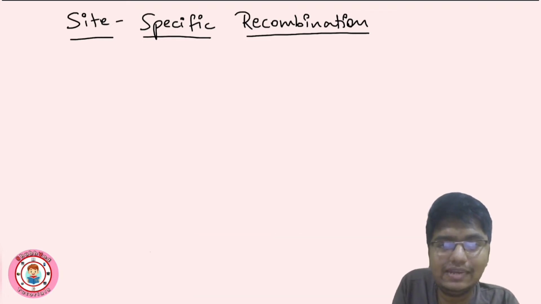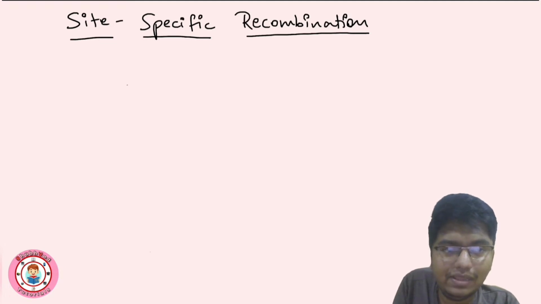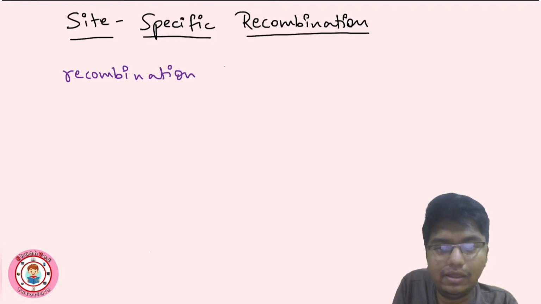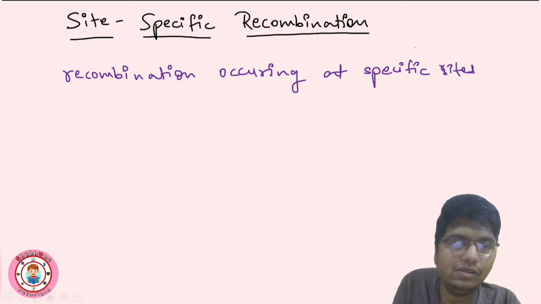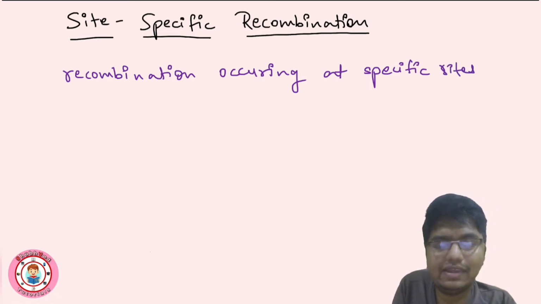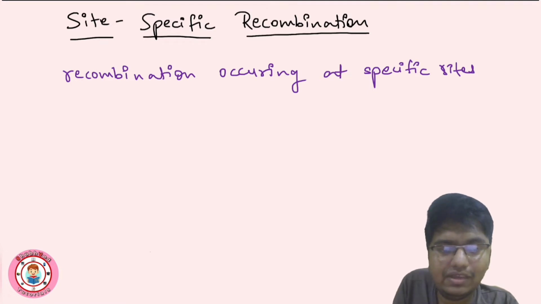So what is site-specific recombination? We have previously discussed recombination, homologous recombination. This is recombination only, but that occurs at specific sites. So recombination occurring at a specific site is known as site-specific recombination.